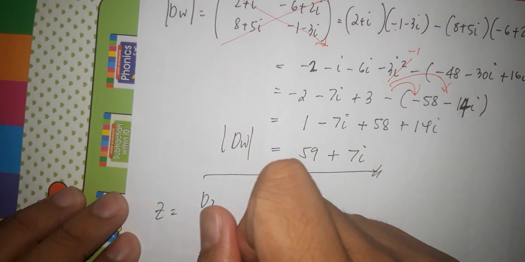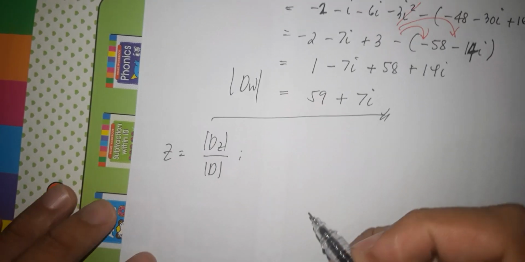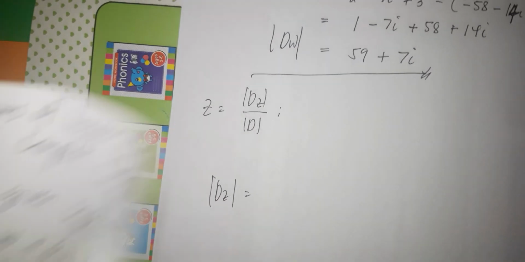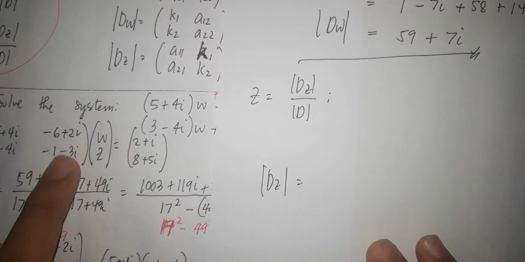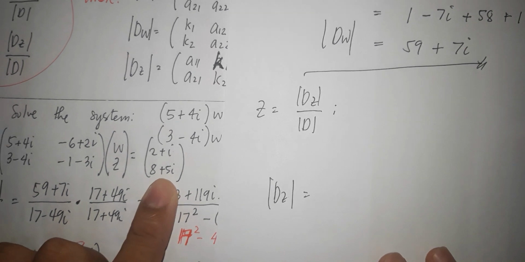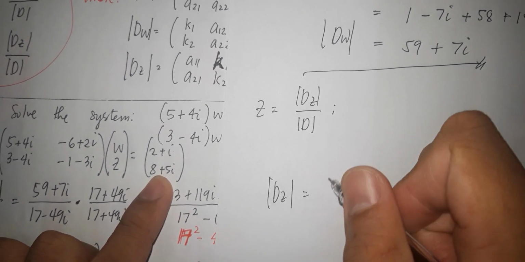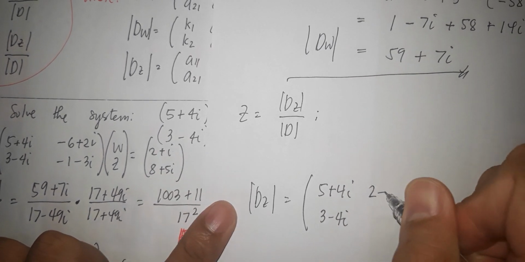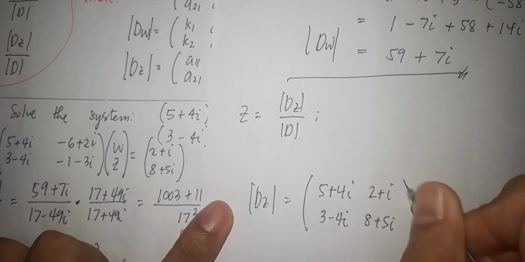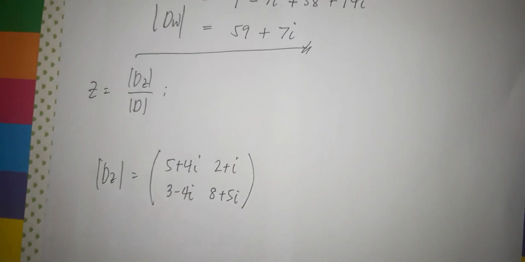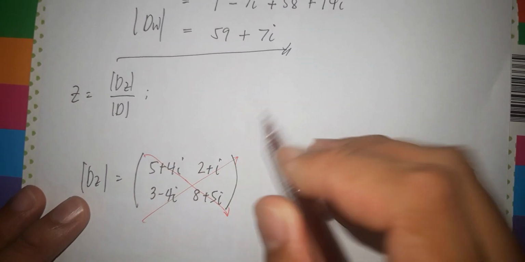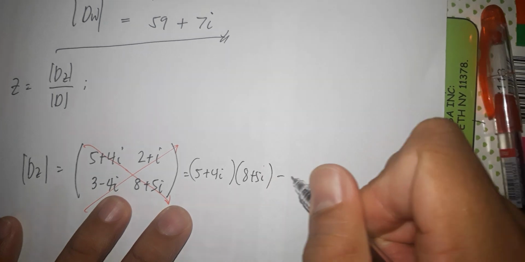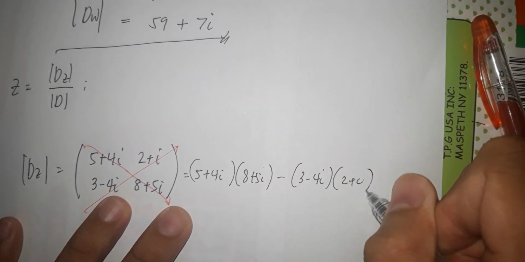So Z is DZ over the denominator D. Let's solve first for DZ. Let's go back to our matrix, replacing the Z column with the constant column 2 plus i and 8 plus 5i. So this is 5 plus 4i, 3 minus 4i, and then 2 plus i, 8 plus 5i. Taking the determinant, again, down minus up: 5 plus 4i multiplied by 8 plus 5i minus 3 minus 4i times 2 plus i.